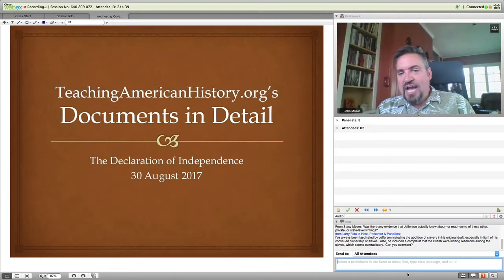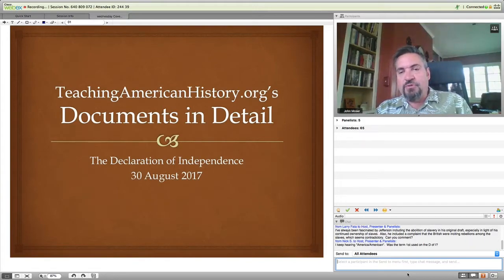Okay, well, I eventually want to get to the question of how this document was received, but maybe we should spend some time talking about how it was crafted. And of course, this requires us to look at the original draft and compare it to the final one. Larry Fata has a question specifically on this. Larry writes, "I've always been fascinated by Jefferson including the abolition of slavery in his original draft, especially in light of his continued ownership of slaves. Also, he included a complaint that the British were inciting rebellions among the slaves, which seems contradictory. Can you comment?"